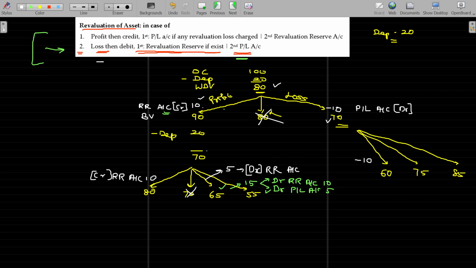When there is a loss, what do you have to do? Apply the second rule. First, you have to adjust in the revaluation reserve if it exists. Is there any revaluation reserve existing in this option? No. You cannot use this. Then what do you have to do? Second option, debit to P&L account. So, this will be debited to the P&L account.